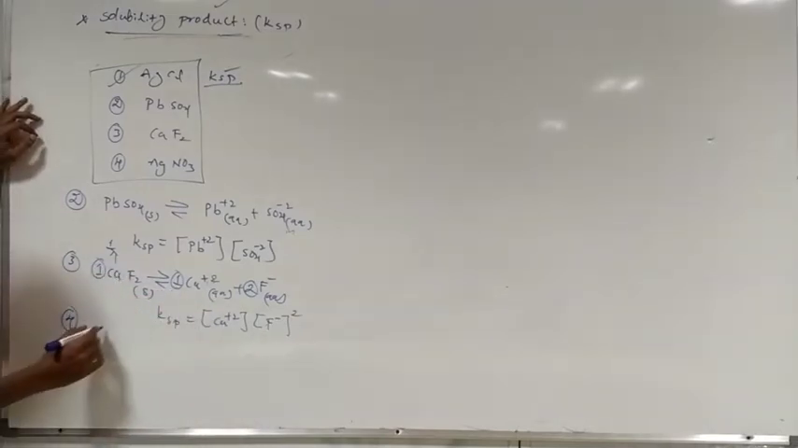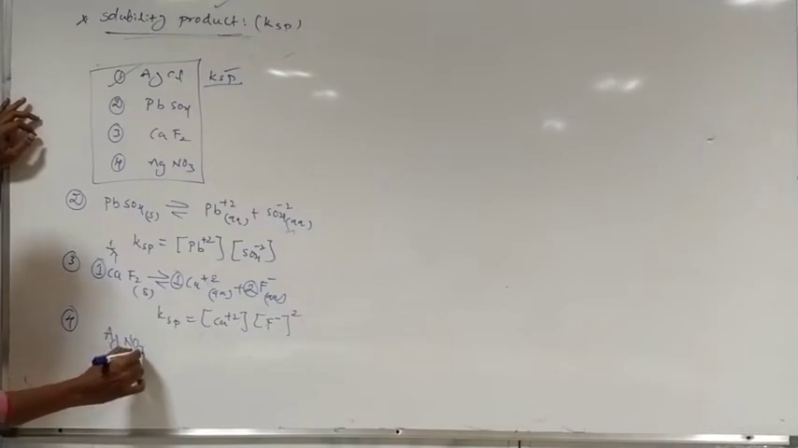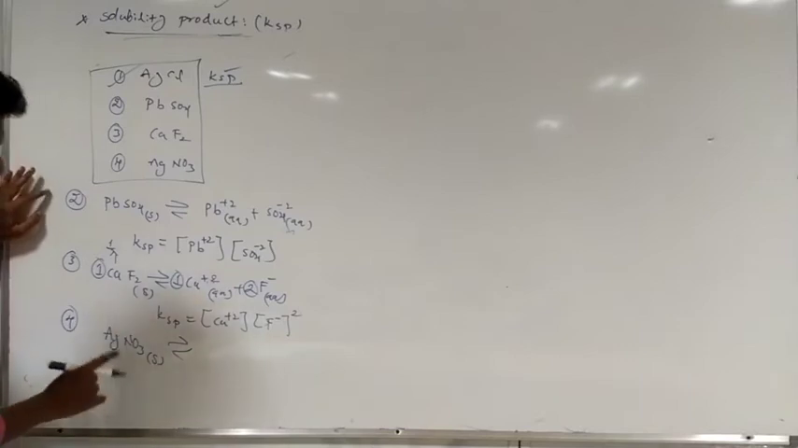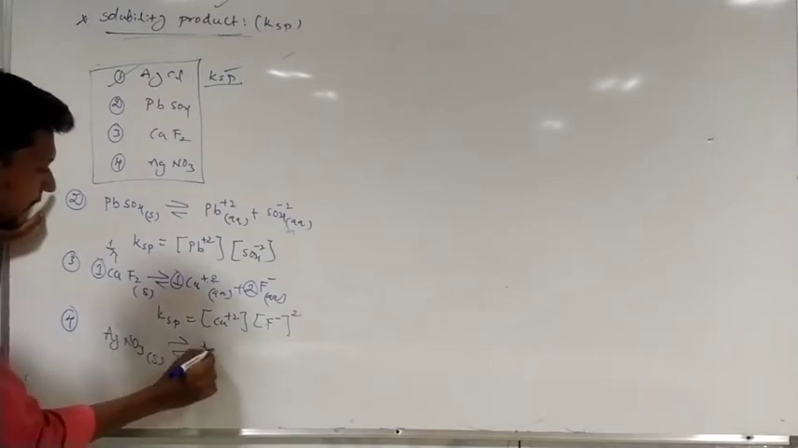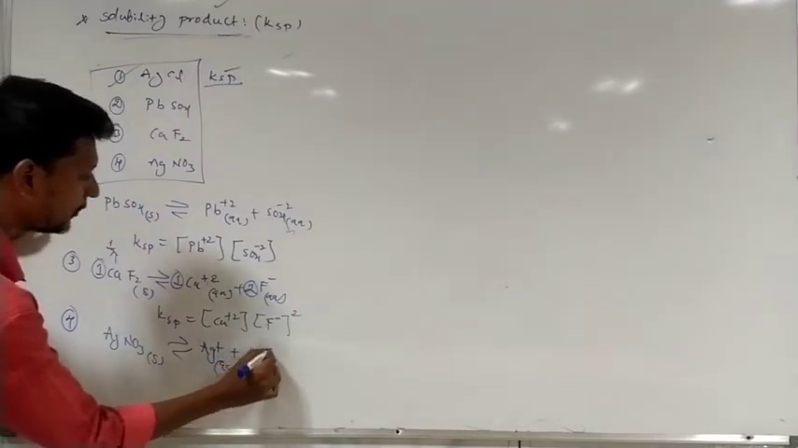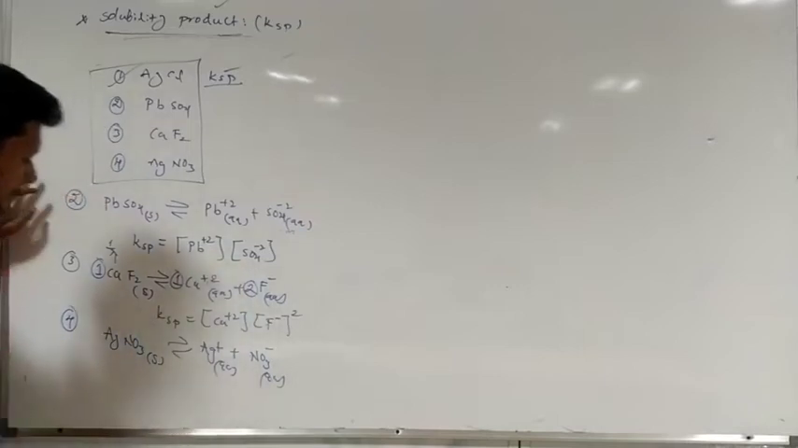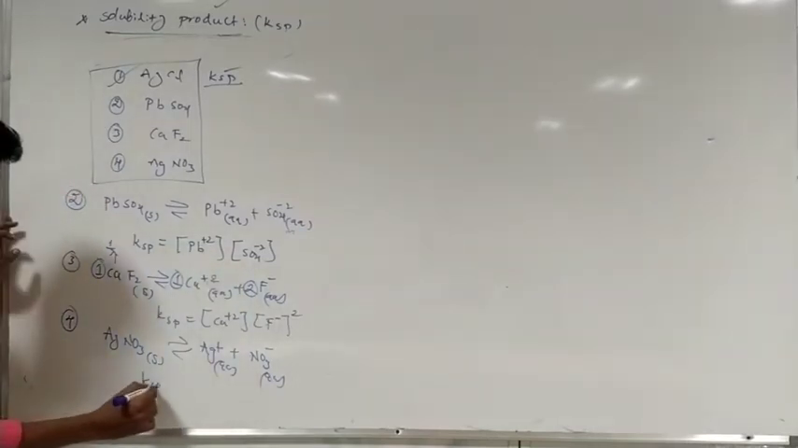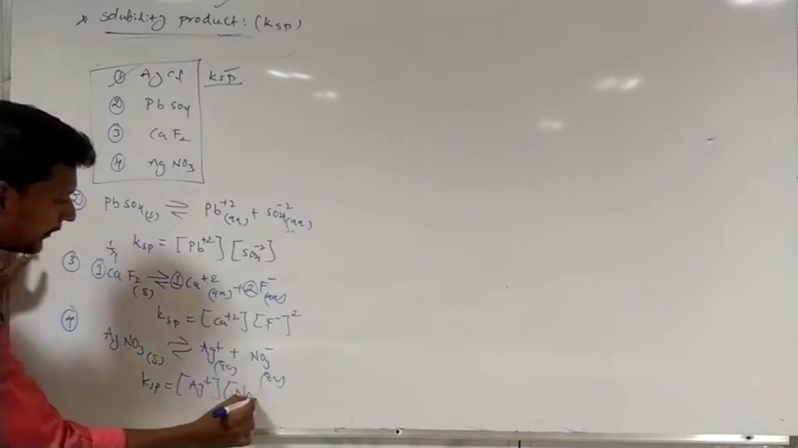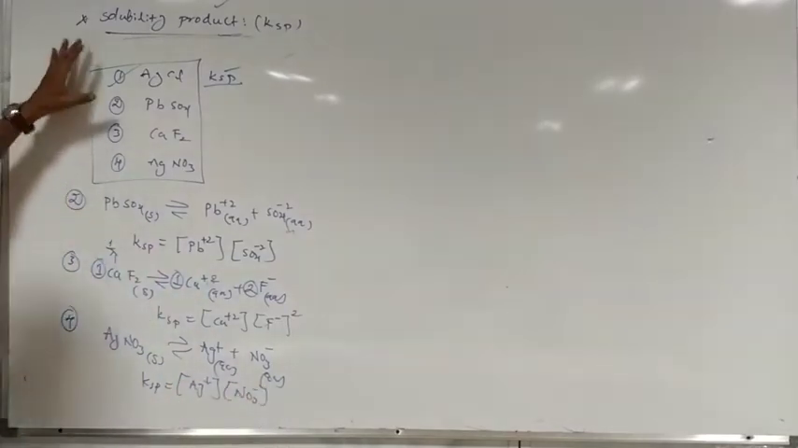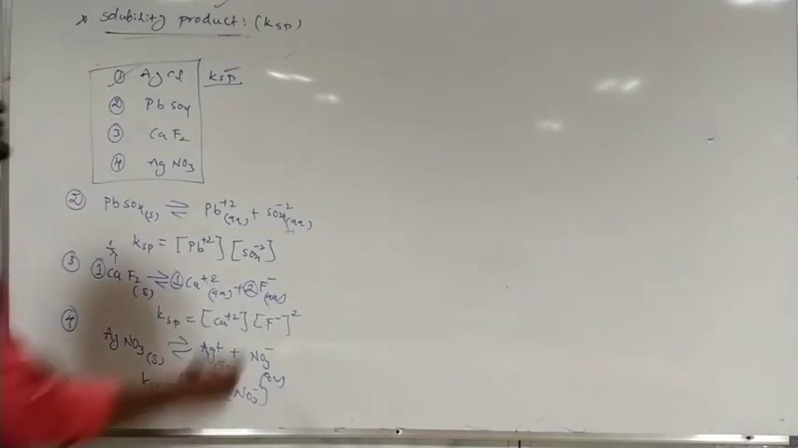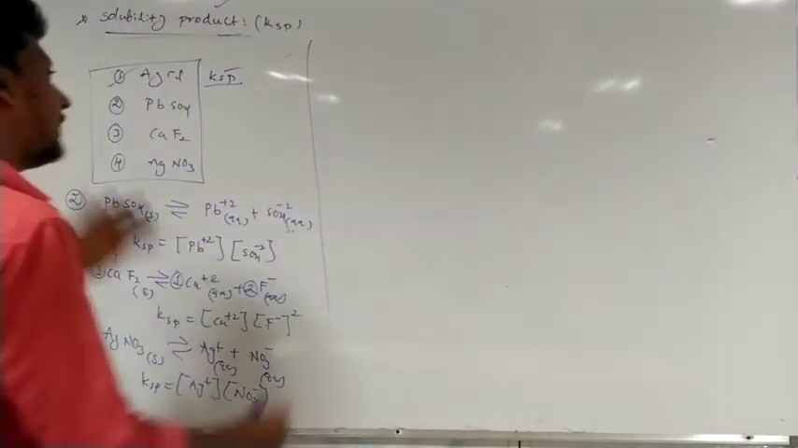Next, number four. AgNO3 is a solid that dissolves in water to produce Ag+ aqueous and NO3- aqueous. For this I am writing Ksp equal to the concentration of Ag+ times the concentration of NO3-. This is the explanation of how to write the Ksp for the given salts. Next I am going to the solubility.